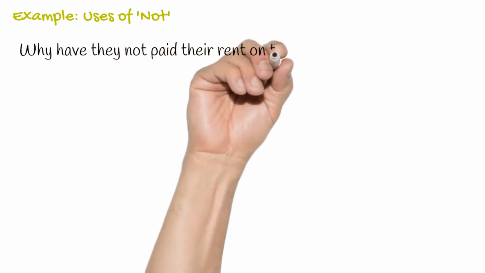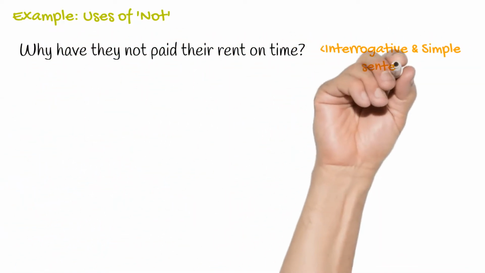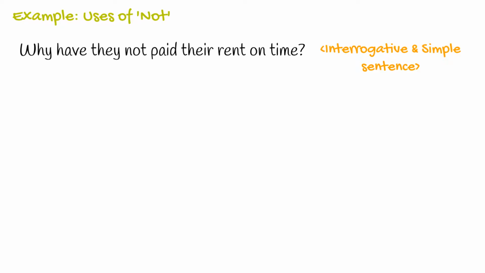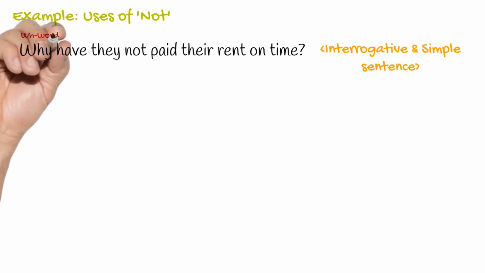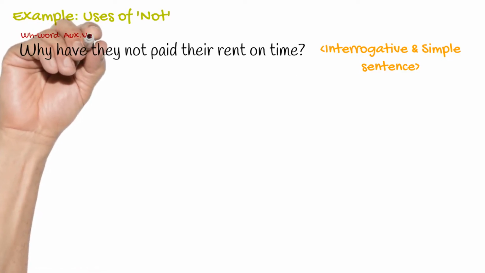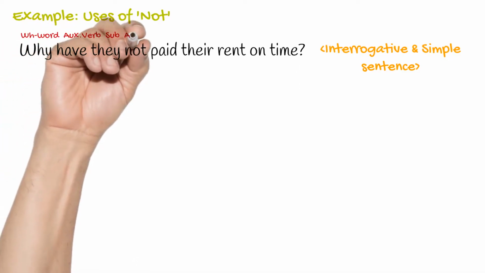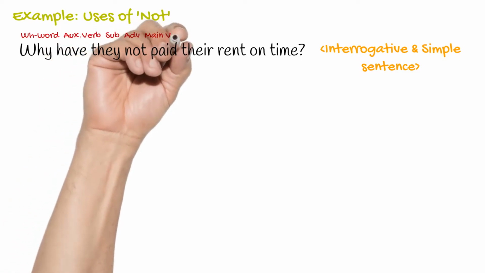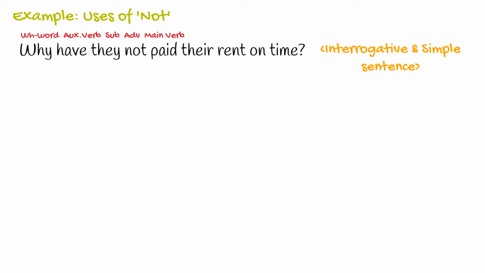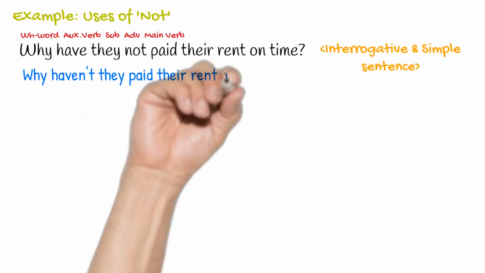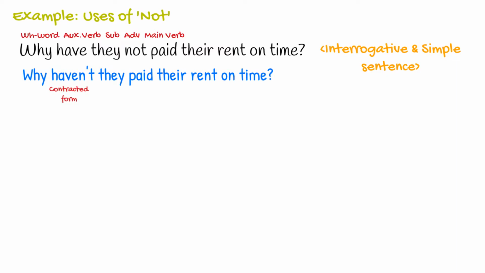Let's discuss some more examples. Why have they not paid their rent on time? This sentence is interrogative as per its functionality. As there is only one clause, it is a simple sentence. As it is an interrogative sentence, the WH word comes first followed by the auxiliary verb, have, then comes the subject, they, followed by the adverb, not, followed by the main verb, paid. In the next sentence, we have used the contracted form of the verb. Here, not is attached with the helping verb, have, and forms the contracted form, haven't, and the contracted form always comes before the subject.